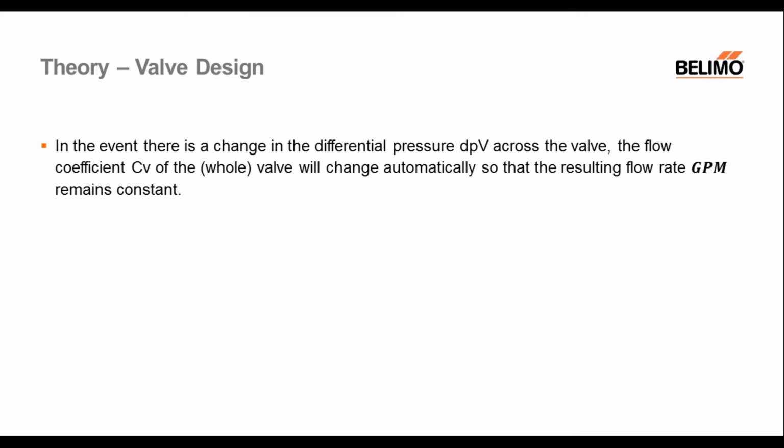So the theory behind the pressure independent valve is, in the event there is a change, we know there is diversity in hydronic system. In the event there is a change in the differential pressure across the valve, the flow coefficient, or CV, of the whole valve will change automatically so that the resulting flow, GPM, will remain constant.